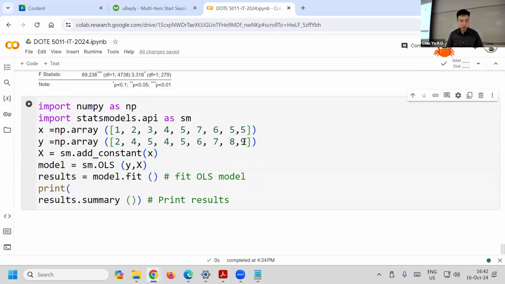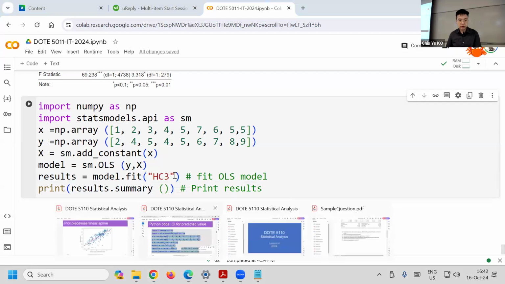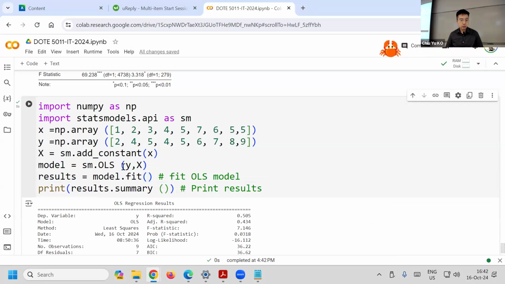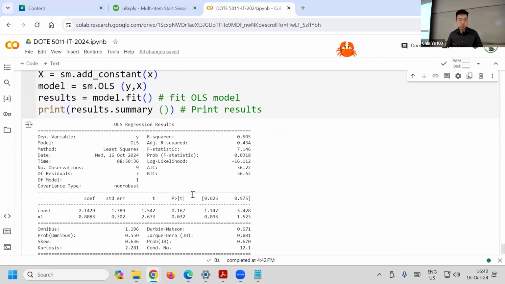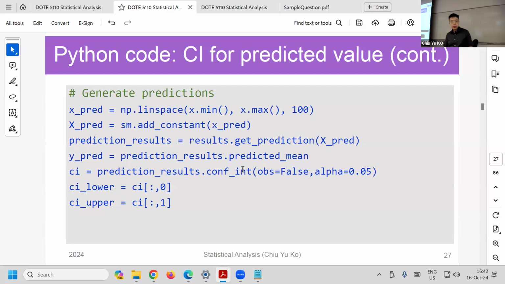But oh, I don't have actually fit this one. So this is the regression. Okay. And here is what we're going to do. It's slightly more complicated. Okay.